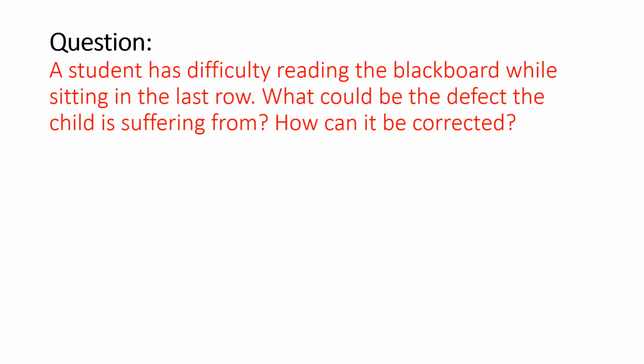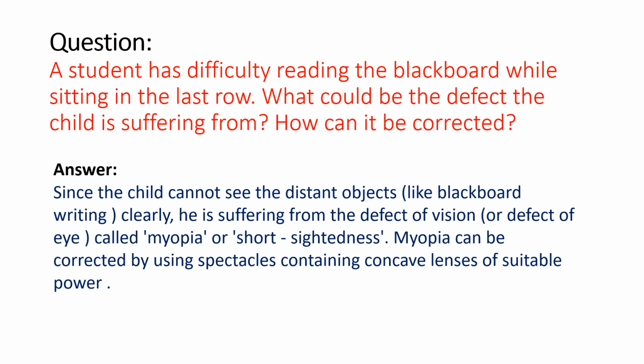Next, a student has difficulty reading the blackboard while sitting in the last row. What could be the defect the child is suffering from? How can it be corrected? This is generally young age people suffering. So, my dear children, since the child cannot see distant objects like blackboard writing clearly, he is suffering from a defect of vision called myopia or short-sightedness. Myopia can be corrected by using spectacles containing concave lenses of suitable power.